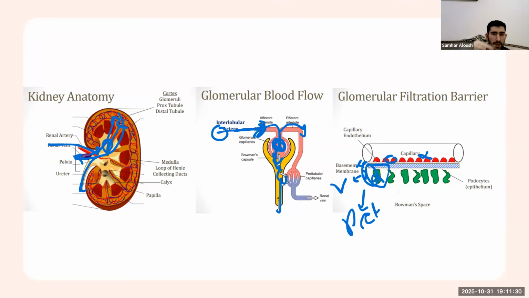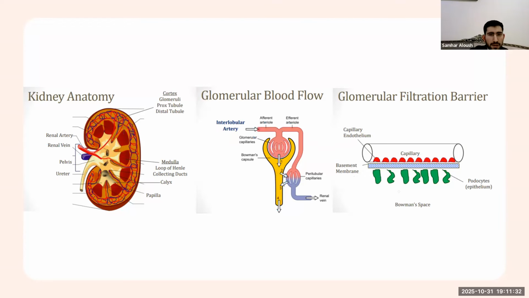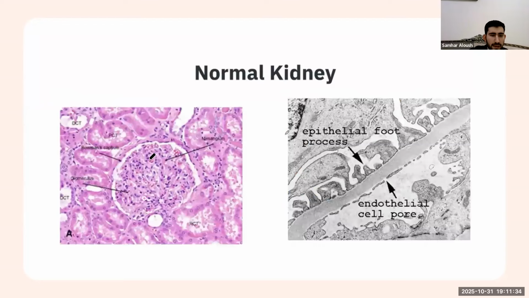It doesn't allow it to be filtered. If we damage them, it's going to be filtered. So again, this is the normal kidney in histology. As you can see here, this is the endothelium. Then there is the basement membrane. And at the end of the basement membrane, there is the podocyte.